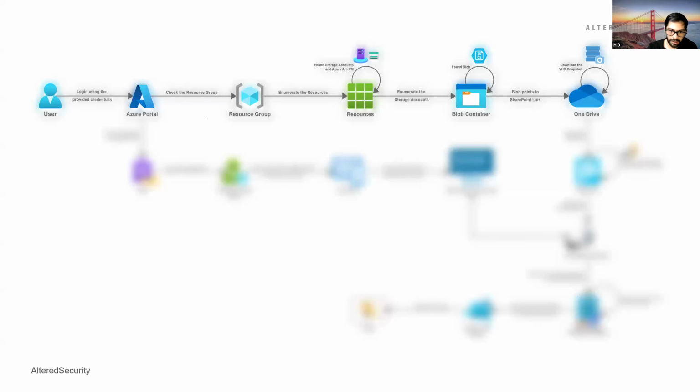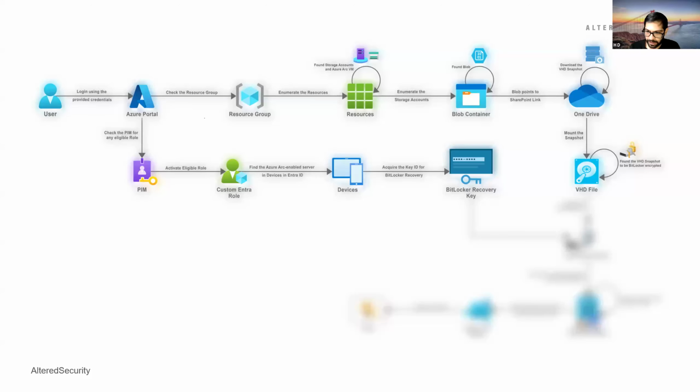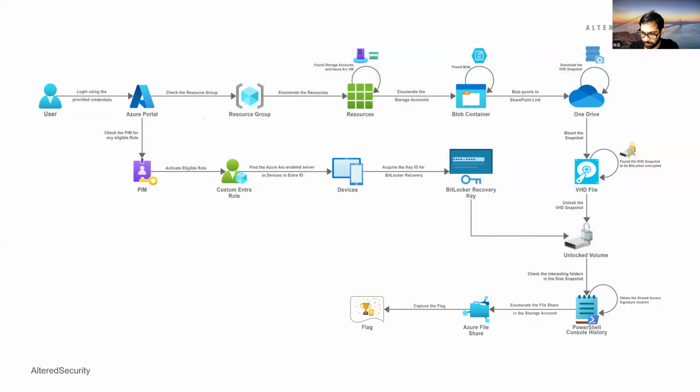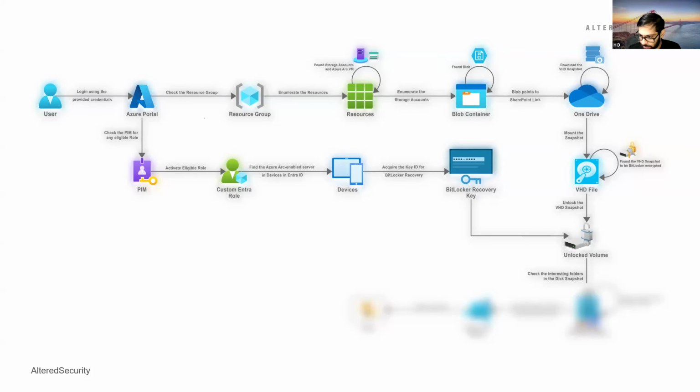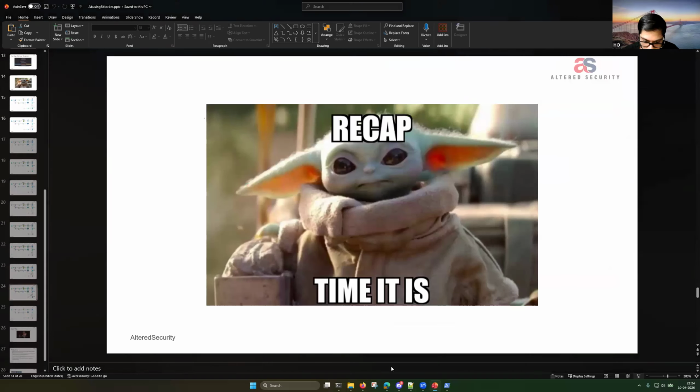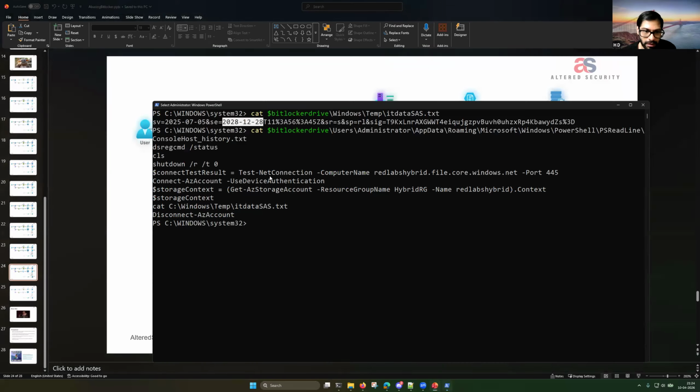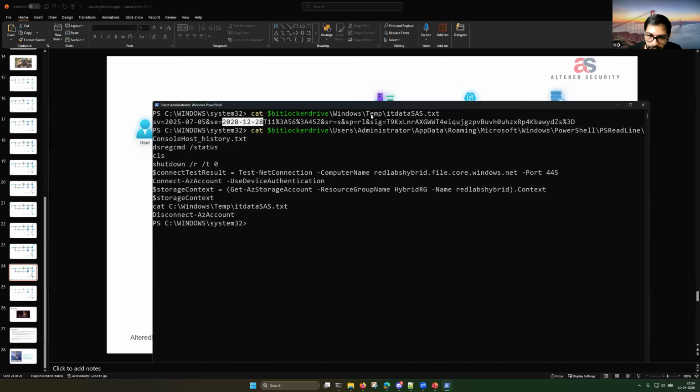So once I had the BitLocker keys and I unlocked the volume, the snapshot, I checked the PowerShell console history, and I found the location. In the PowerShell history, you can see that there was a cat done to this particular location, C Windows temp IT data SAS.